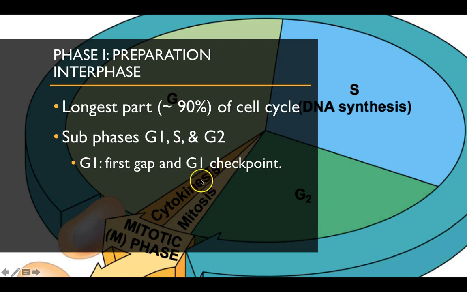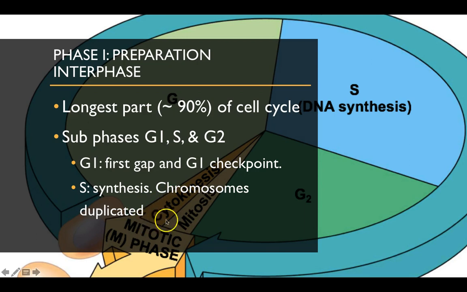The G1 checkpoint is checking to make sure the DNA is not damaged and that the cell has not reached its Hayflick limit, or the number of times it can divide safely without causing damage to the DNA or loss of genes. Following the G1 phase is the S phase, or the synthesis phase. This is the phase where the chromosomes are actually going to be replicated.